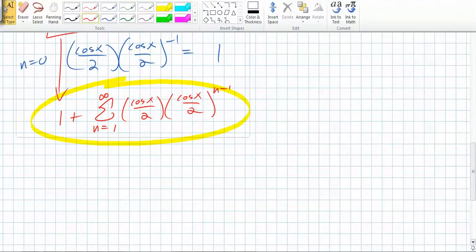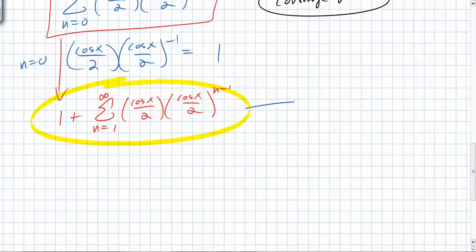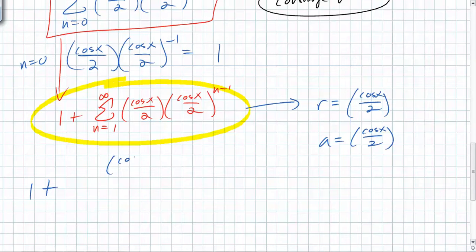Okay, so now in terms of this thing right here, what is our r value? Cosine x over 2. And what's our a value? Cosine x over 2. So in this case, we're going to end up with 1 plus a, which is cosine x over 2, all over 1 minus cosine x over 2. Exactly. So how do we clean this up?